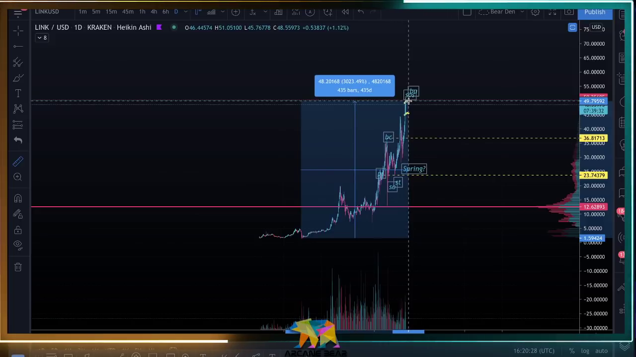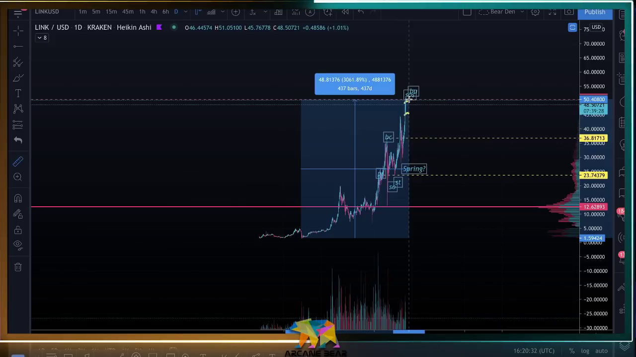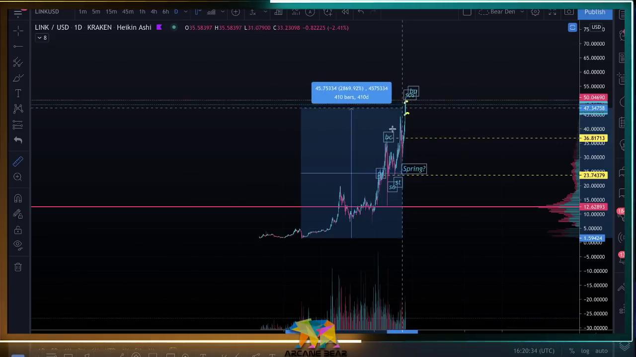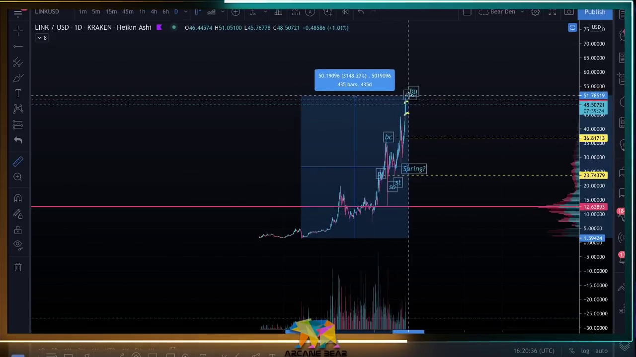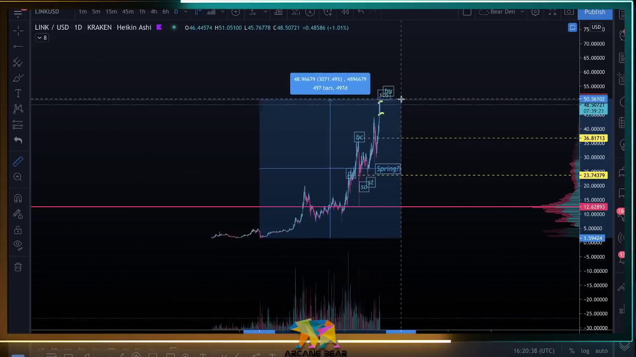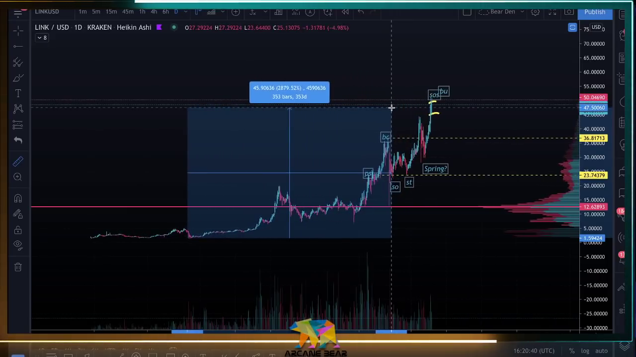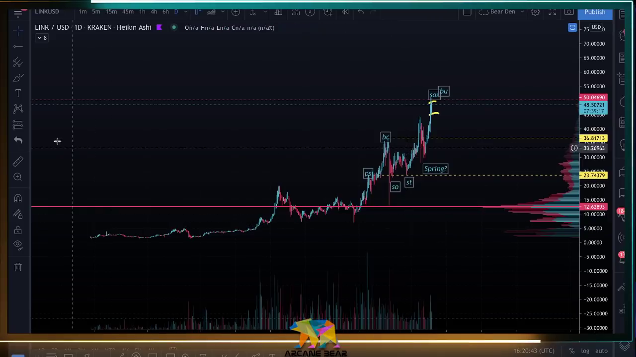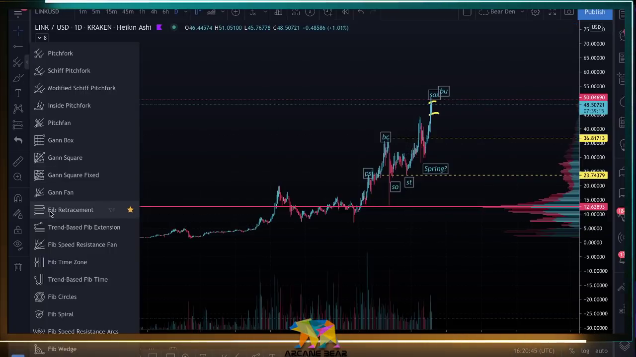So Link from March to today has outperformed Bitcoin by almost 2 times, which is extraordinarily powerful. And again, remember, this is a unique functioning part of this ecosystem, so it brings a lot of value to the table. But more importantly, what we want to do is actually use this whole area right now to measure out our Fibonacci extension or retracement tool.